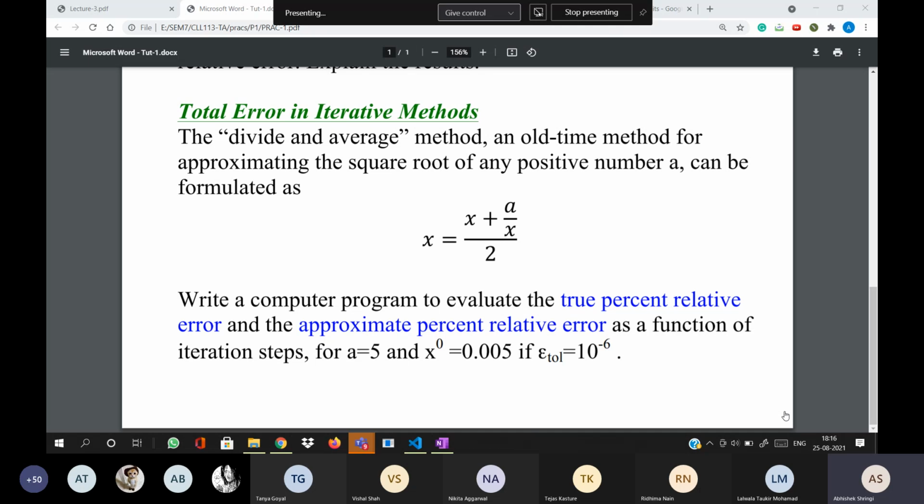Good timing. So basically, what you have to do in this question is find a square root of a number. Now, how do you actually find out the square root of a number? Can someone of you tell how do you actually find out the square root of a number?